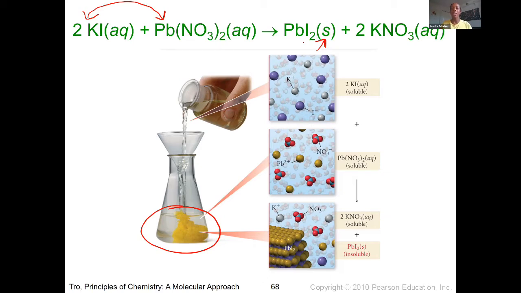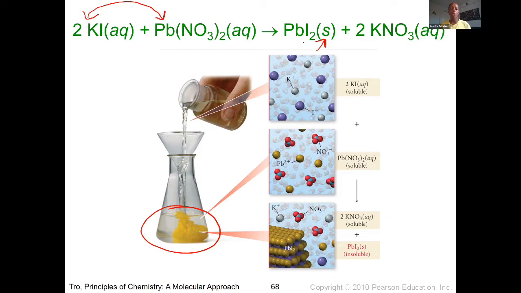Since we had something new formed, we can say that in fact we have a chemical reaction or a chemical change occurring. What we're going to do in this chapter is first learn how to predict the products of precipitation reactions, and then determine if indeed there is actually a chemical change occurring by looking at the solubility.